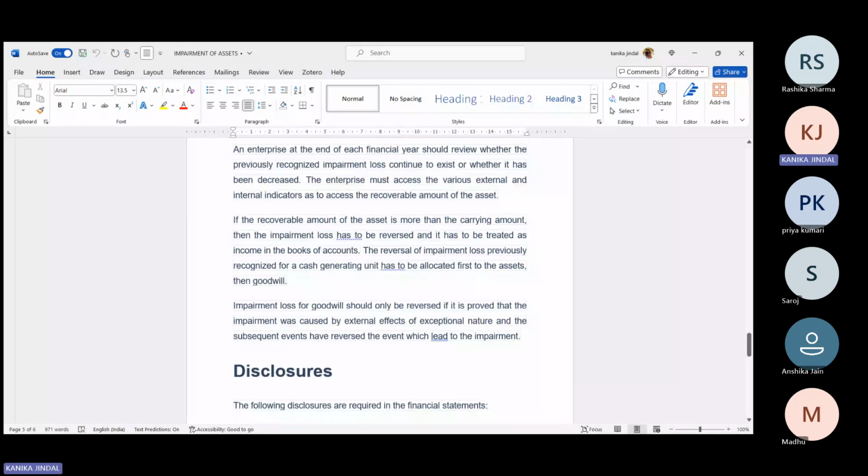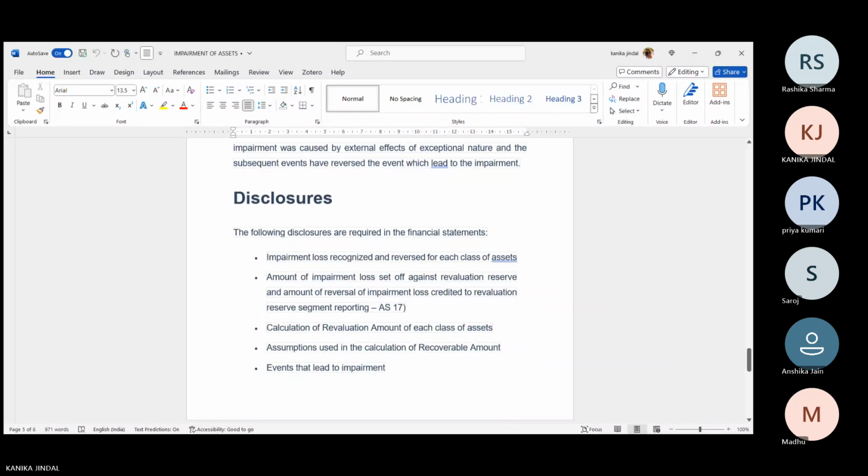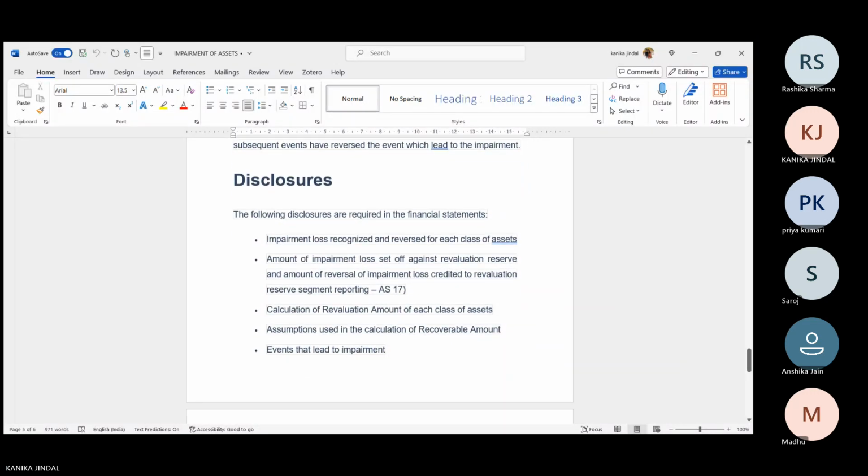Next, we have disclosures. The following disclosures are required in the financial statement. Impairment loss recognized and reversed for each class of asset. When there is impairment loss which is recognized and reversed, it should be disclosed. Amount of impairment loss set off against revaluation reserve and amount of reversal of impairment loss credited to revaluation reserve, and segment reporting as per Accounting Standard 17. So this has also to be disclosed.